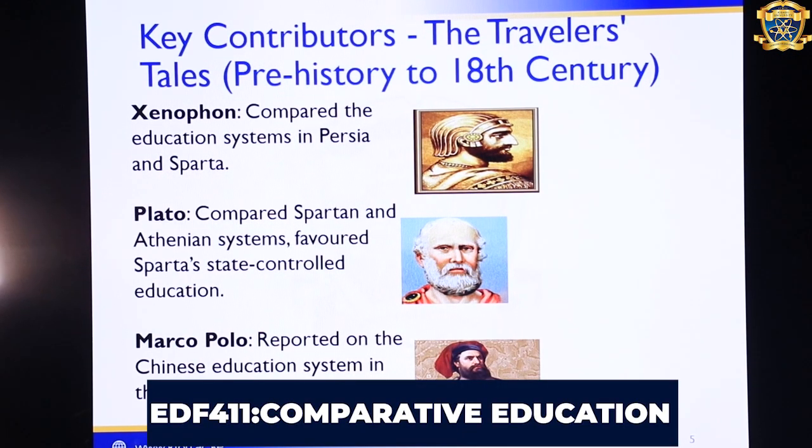Plato, on the other hand, compared the Spartan and Athenian systems, and because he was interested in state-controlled, state-funded education, he recommended the education in Sparta as opposed to the one in Athens that was a little more liberal. If you remember your history of education, the Spartan education system was military in nature, while Athenian education was a little bit more liberal, where besides the common goals of education, people were free to choose what they wanted to study.